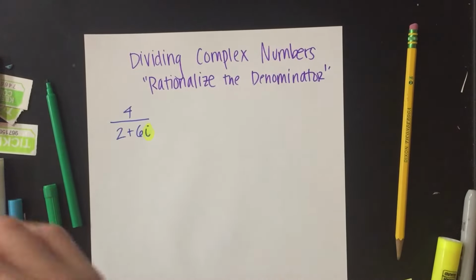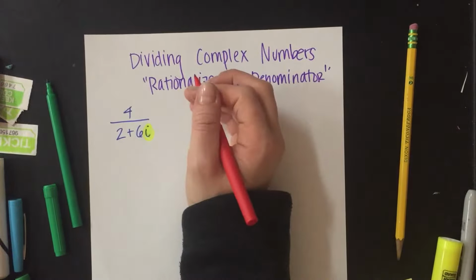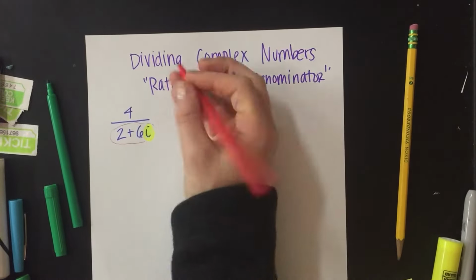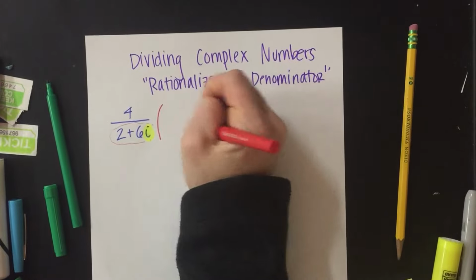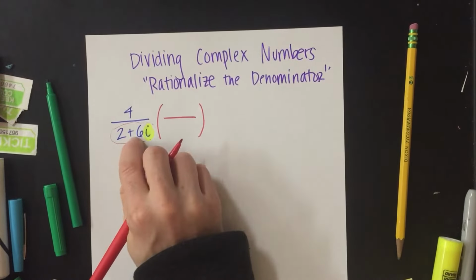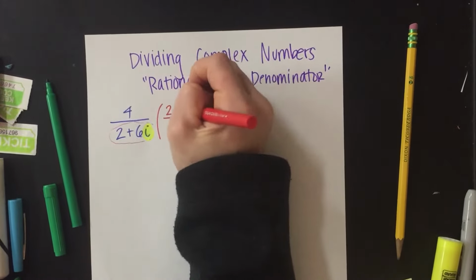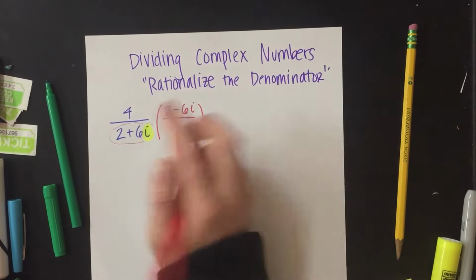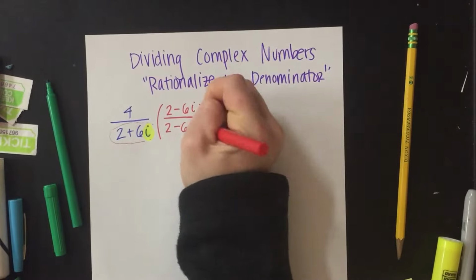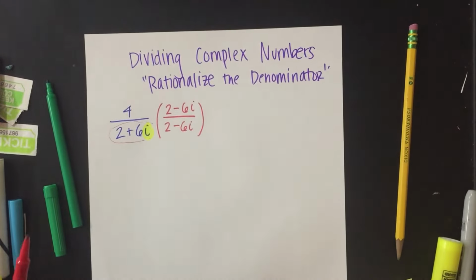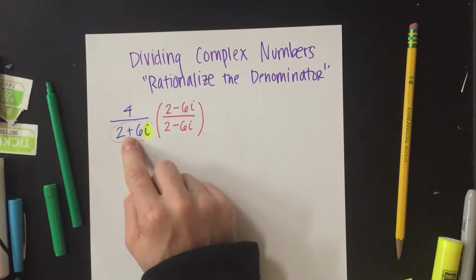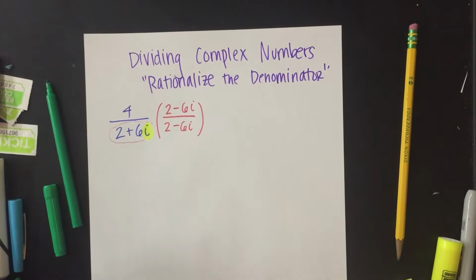If you watched my video on complex conjugates, you'll know that the complex conjugate of the denominator just means you switch the sign of the imaginary number. So 2 minus 6i is the complex conjugate of 2 plus 6i. So what I'm going to do here is multiply by a fraction that has the complex conjugate of the denominator in the numerator and the denominator.